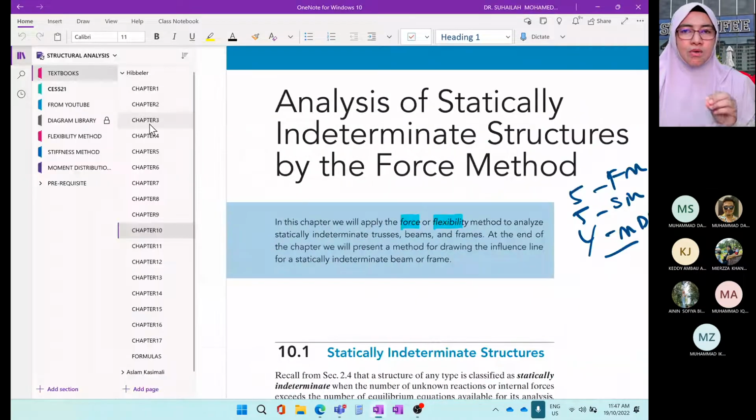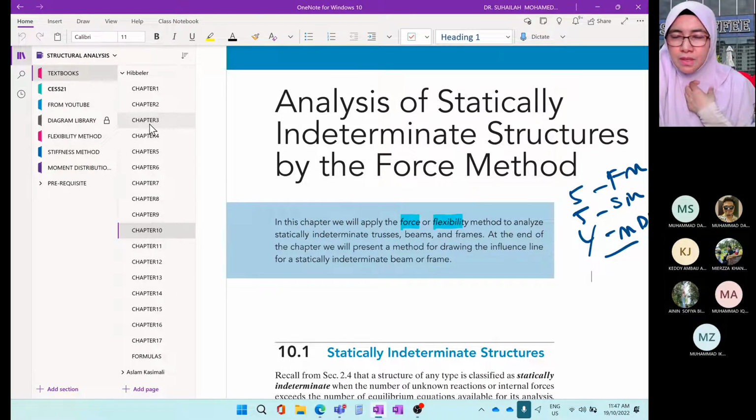That is why, okay, textbook will be always the main reference. Okay, you tak boleh kata your main reference is nota saya or nota for determinate structure kan? No. The main reference will always be the textbook. Okay, because we also refer to the textbook, and maybe the way we interpret and understanding pun may be different.